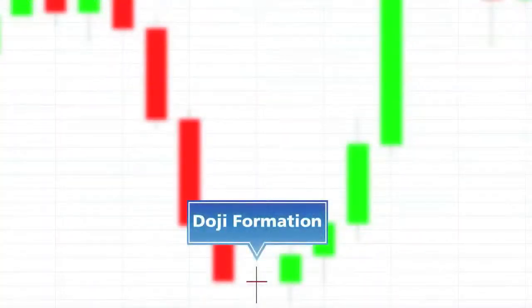However, when we see dojis, it is important that we look at the preceding and surrounding candlesticks for stronger confirmation of reversal before entering a trade. In this example, we can see a doji candlestick was formed following a downward trend, and it is clear from the preceding candlesticks that the buyers took control and pushed the price up.